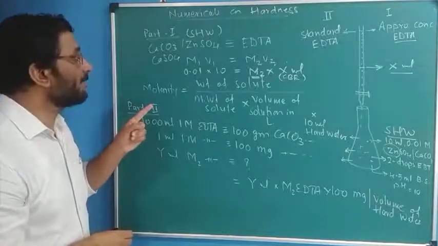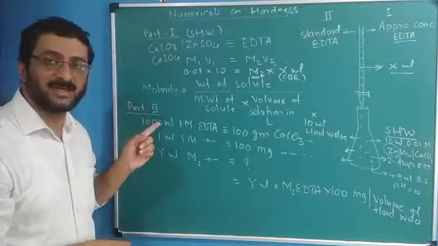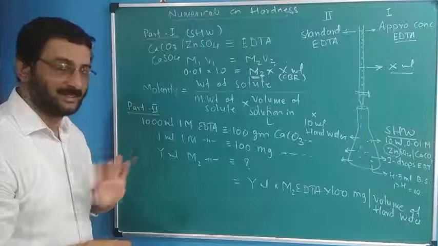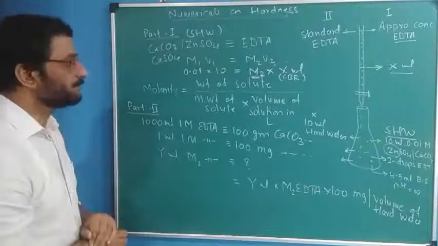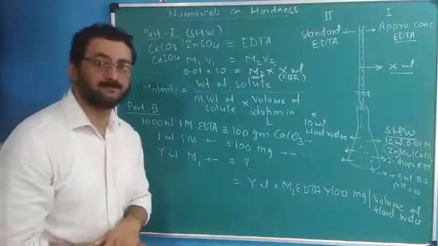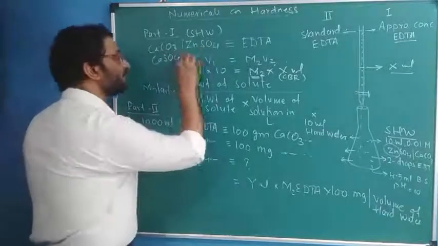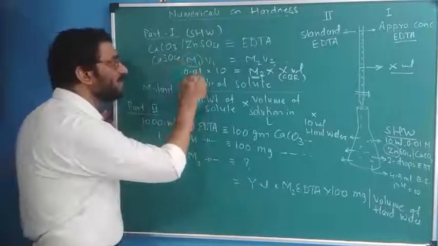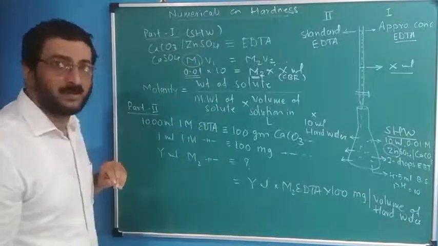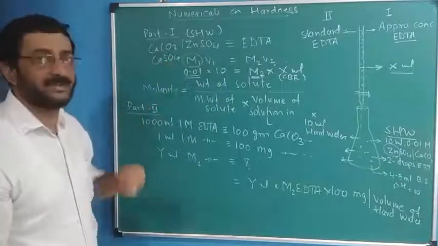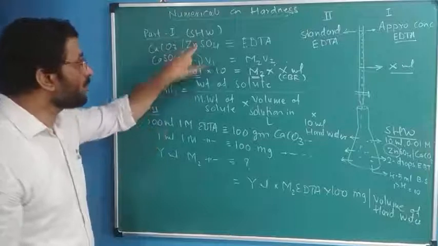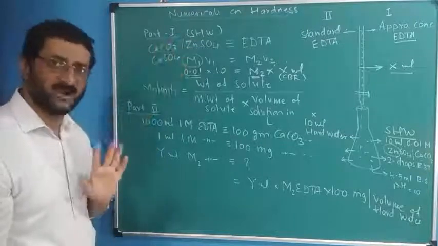This is a simple calculation part. This is required in solving simple numericals on the EDTA method. Now one more point to be remembered. What is that? This M1 is given. In this case, M1 is given. What is M1? Molarity of zinc sulfate here, or molarity of standard hard water. Fine.